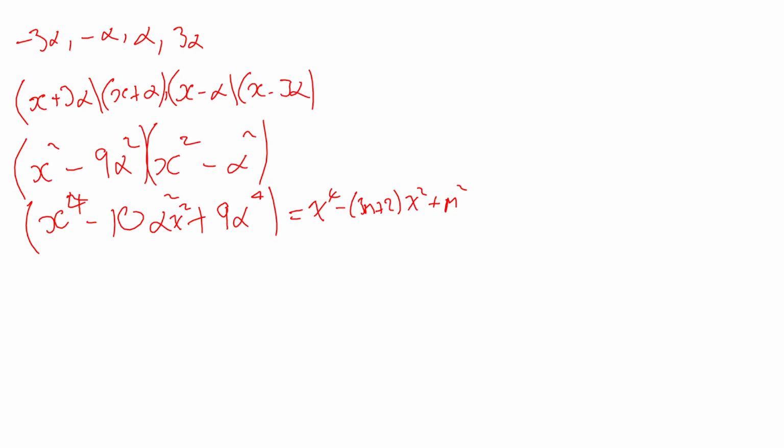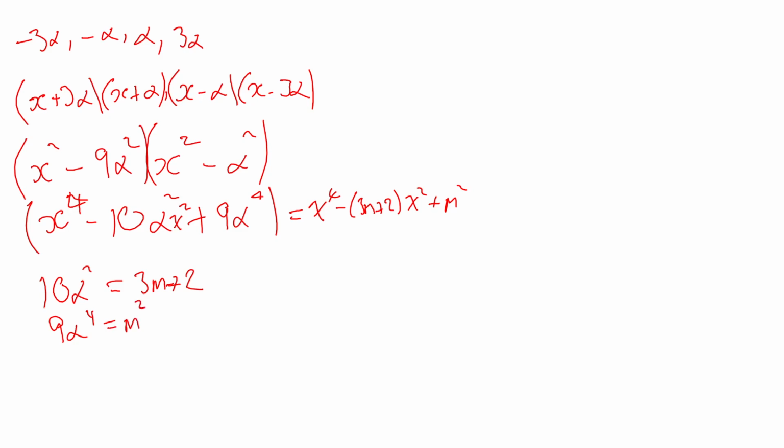So now we can just equate these things together. Our x to the power 4s don't really help us much, but the next 2 terms do. They're both negatives, so we can just ignore the negative and say 10 alpha squared, ignoring the x squareds, equals 3m plus 2. And then we're also going to say that 9 alpha to the 4 equals m squared.